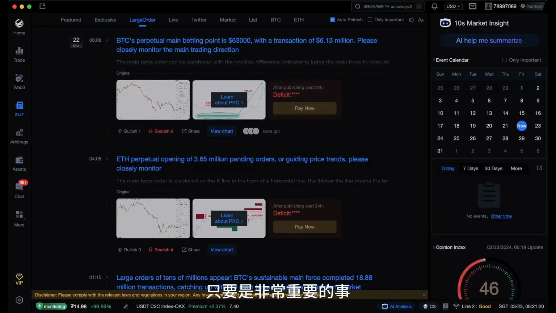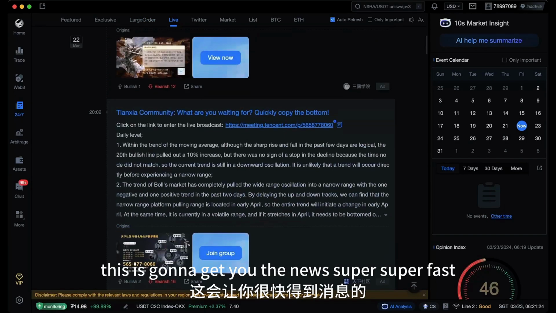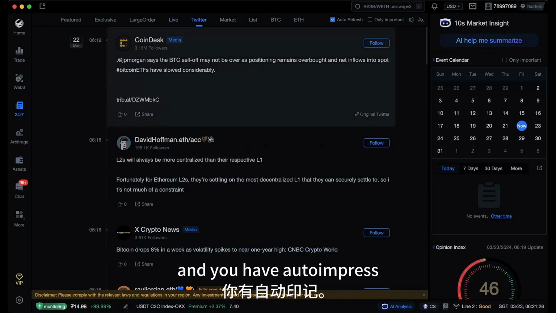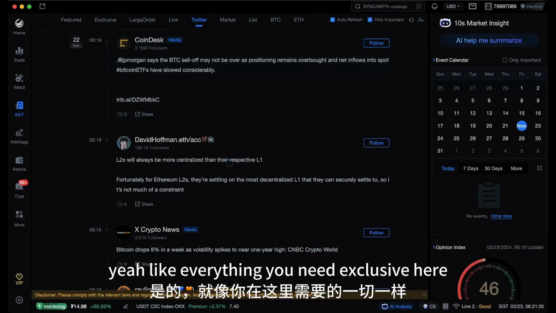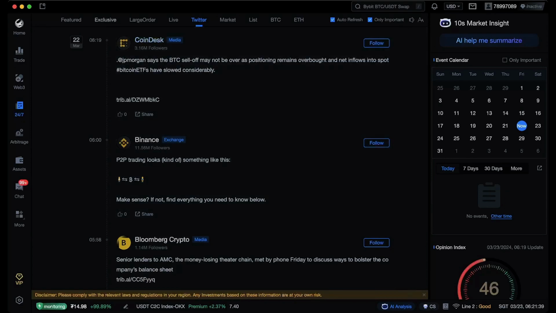So if we go to live news, live is just going to be anything that's really important. But I would say Twitter is probably the best for live news. This is going to get you the news super, super fast. I mean, that's always really, really helpful. And you have auto refresh. I'm going to hit only important. Yeah, like everything you need.